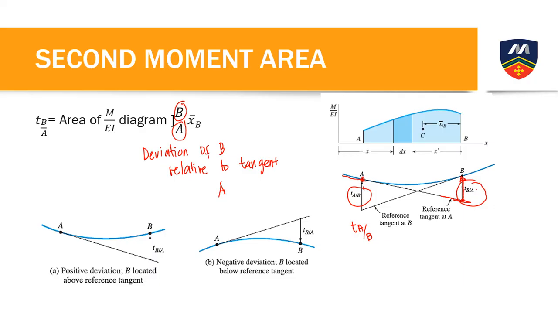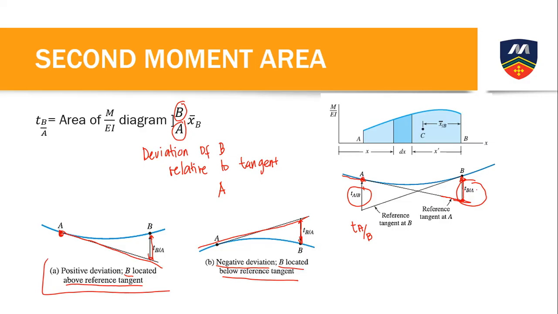Now, what is our sign convention? The deviation is positive if our point B is located above the reference tangent. It is negative if our point B is below the reference tangent. Like for example, this one. Okay, negative, since it is below tangent A. This other one is positive since it is above our reference line, tangent A.